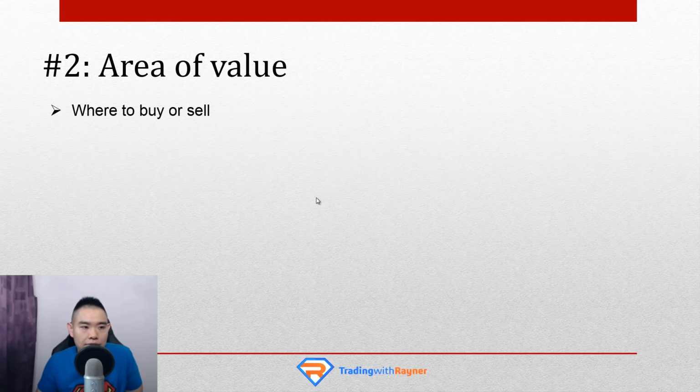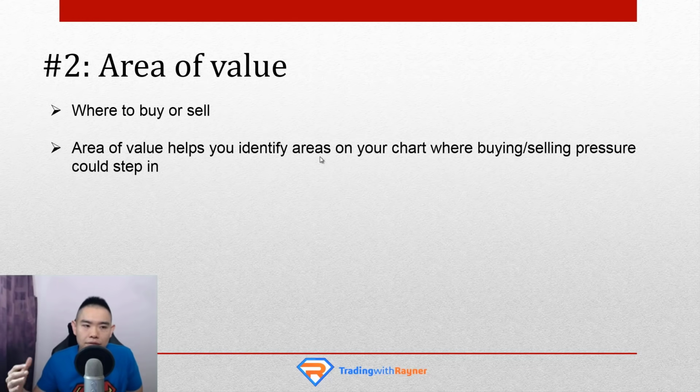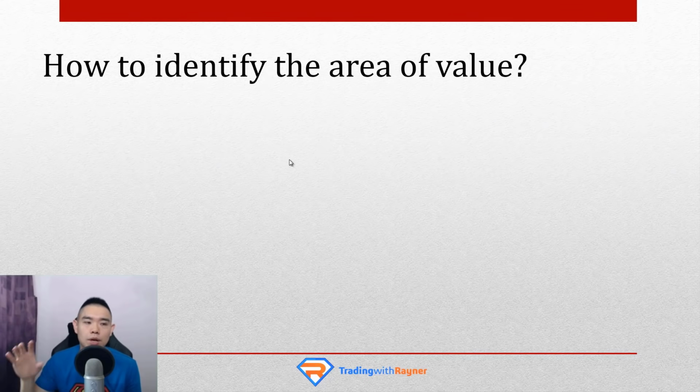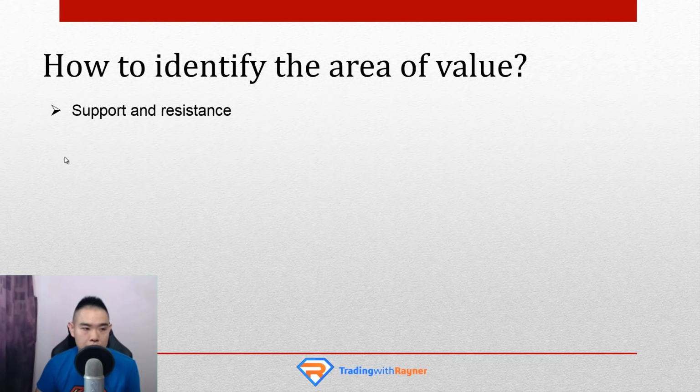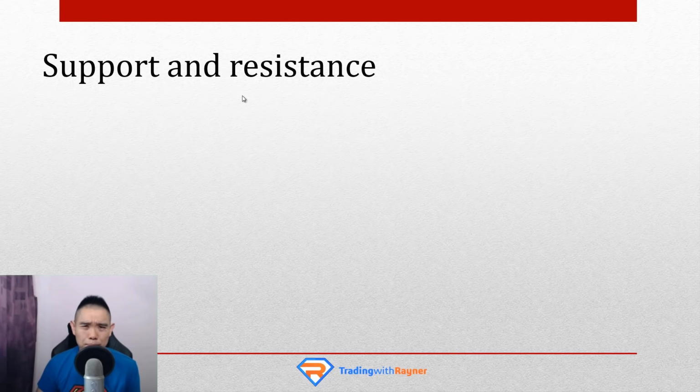So I define area of value like this: area of value helps you to identify areas on your chart where buying or selling pressure could step in. So let me explain this in more detail. How do you identify area of value? Again, there are many techniques that you can use, but for this training, I'll share with you two: support and resistance and moving average. So let me explain. What is support and resistance?